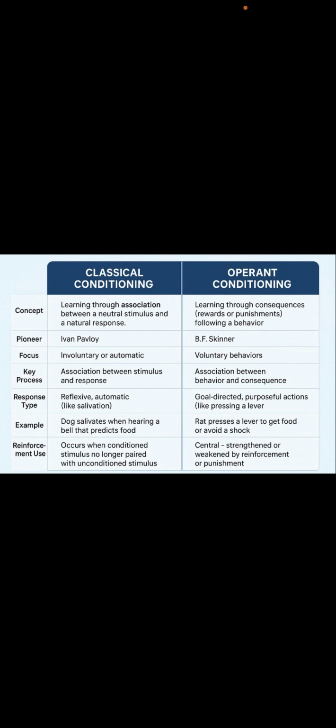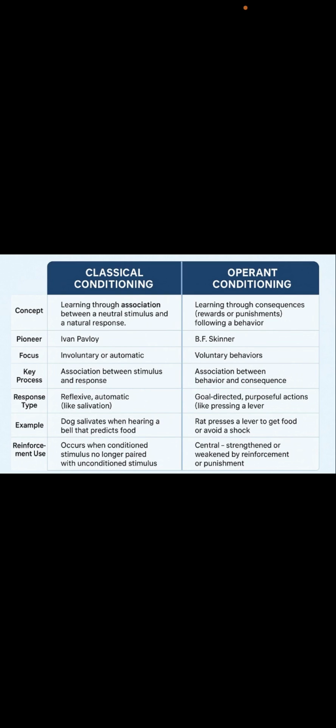For example, if you are hungry and you see the food or smell the food, there will be a secretion of saliva. So it is an involuntary action or response. But in operant conditioning, there is a voluntary behavior: only when the lever is pressed by the rat does the rat receive the food pellet.